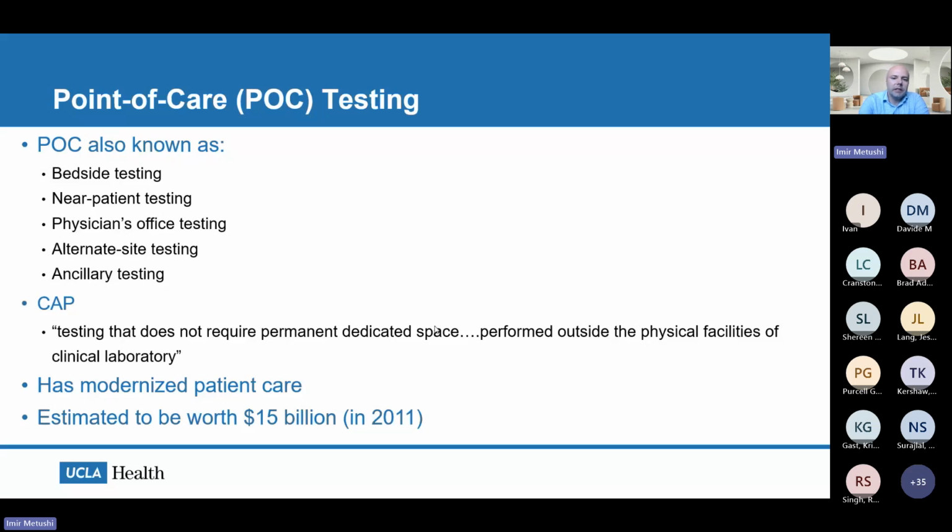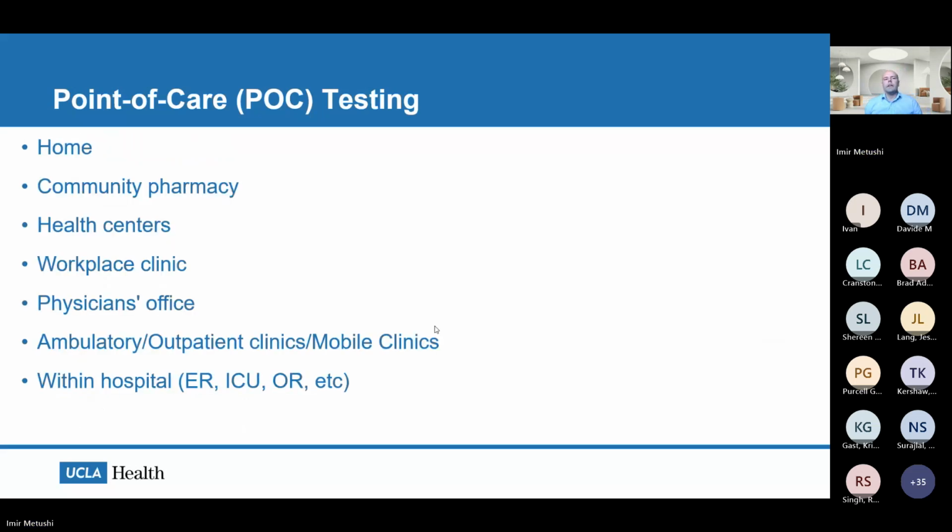And this has really recently modernized patient care because of its availability. And it's a considerable amount of the market share, 15 billion in 2011. That is a considerable amount of money that goes into this testing. And so just to quickly talk a little bit about this and define it, where is it done?